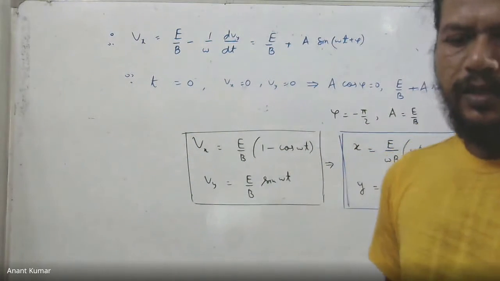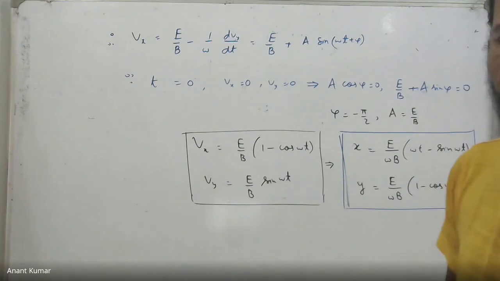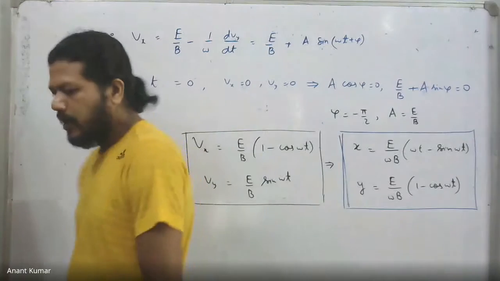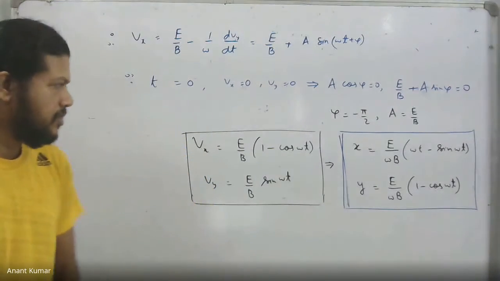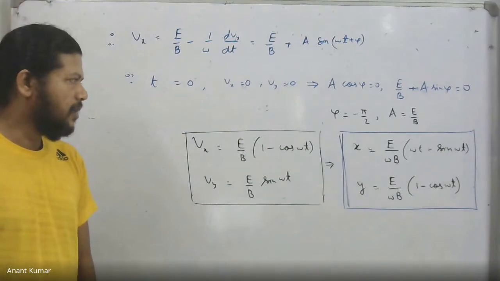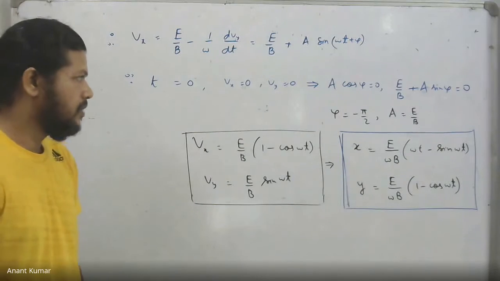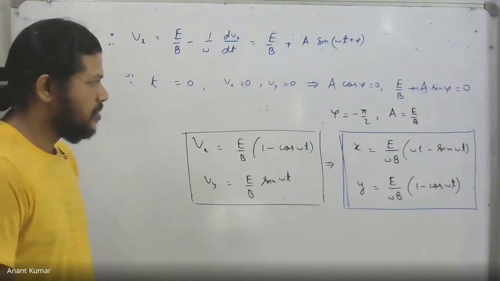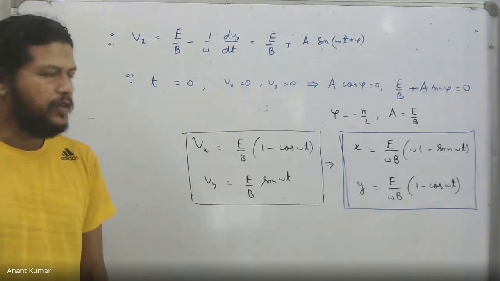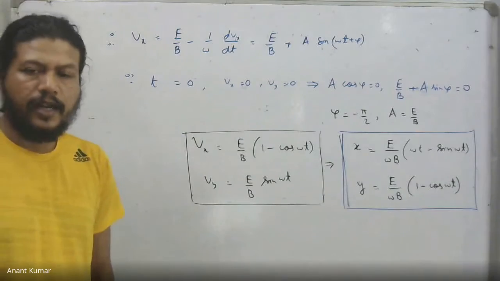In that case, it somehow goes to infinity as well if I allow it to move for sufficiently long time. But the y coordinate is bounded essentially. You see, the y coordinate will be bounded. It can never exceed twice of e by omega b. But the x coordinate is unbounded. I mean, as time increases, sine omega t will repeat, but omega t will not. So as t increases, x will keep on increasing indefinitely.